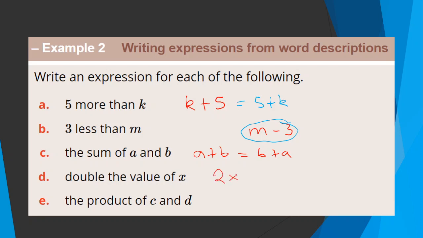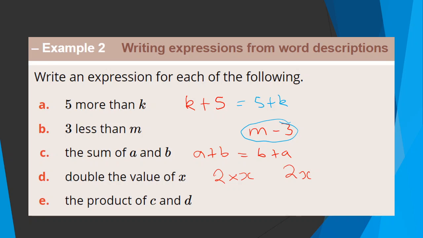So 2 times x. Or in algebra, instead of writing 2 times x, we just say 2x. And then you'll notice that I do my x a little bit curvy, and there's a reason why we do that. It's because you don't want to confuse your x's with your multiplication symbols.